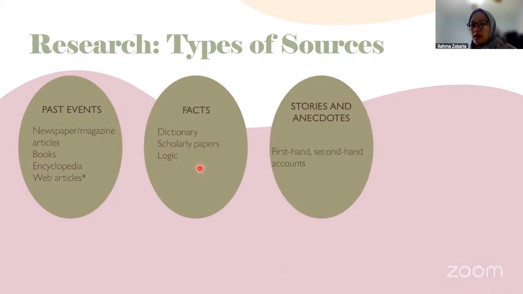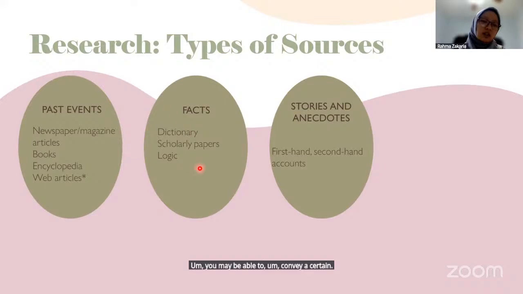Stories and anecdotes might be very useful. You may be able to convey a certain kind of personal or a more narrative feel by having a story like about yourself firsthand, or a story about someone else and perhaps an experience that they had that might be able to help back up your claim.